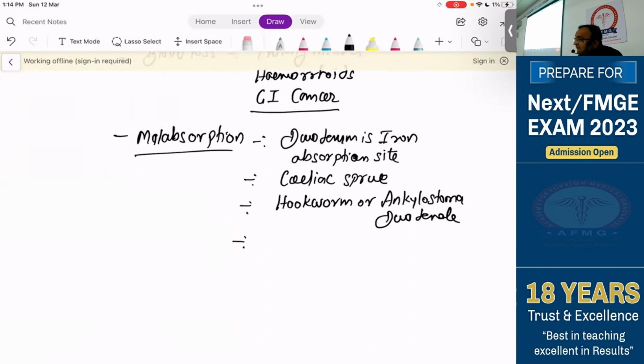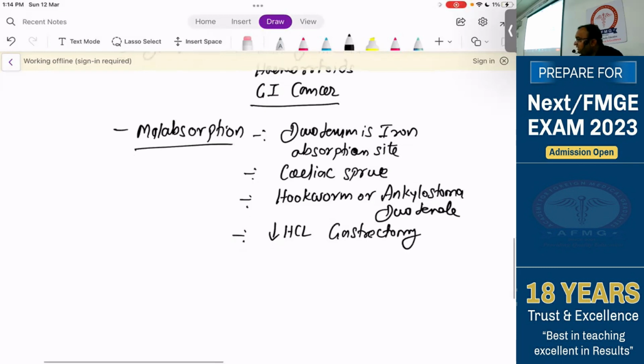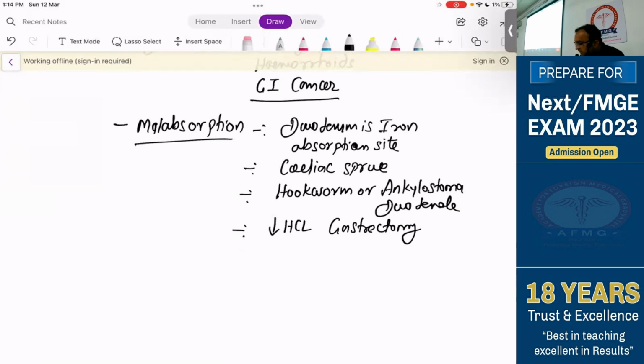Even if the hydrochloric acid which is there in the stomach is reduced, then also the absorption will become defective, because hydrochloric acid is required for iron absorption. For example, if a gastrectomy is done, then the patient will have malabsorption of iron.